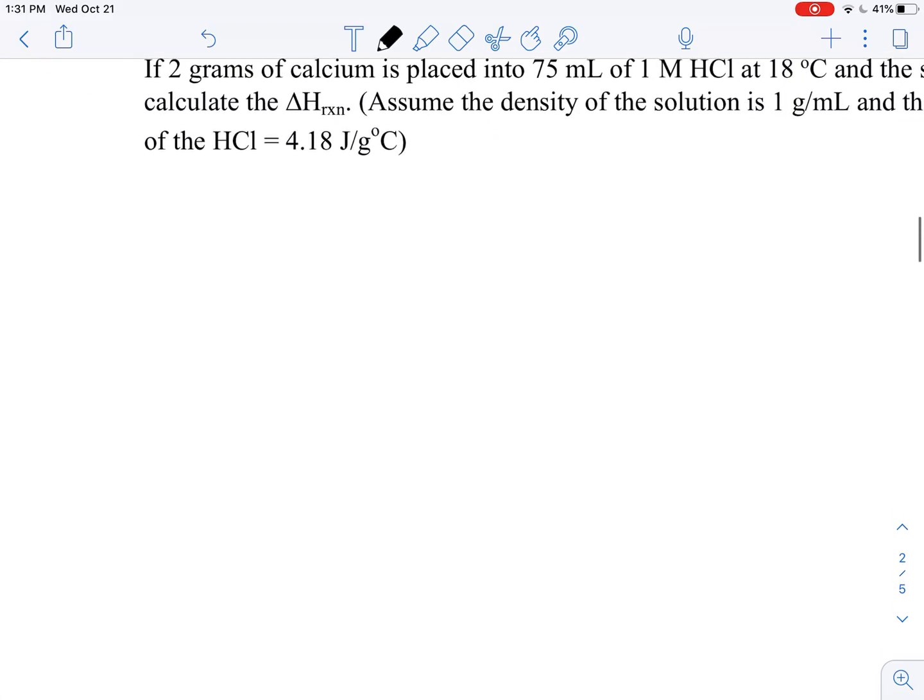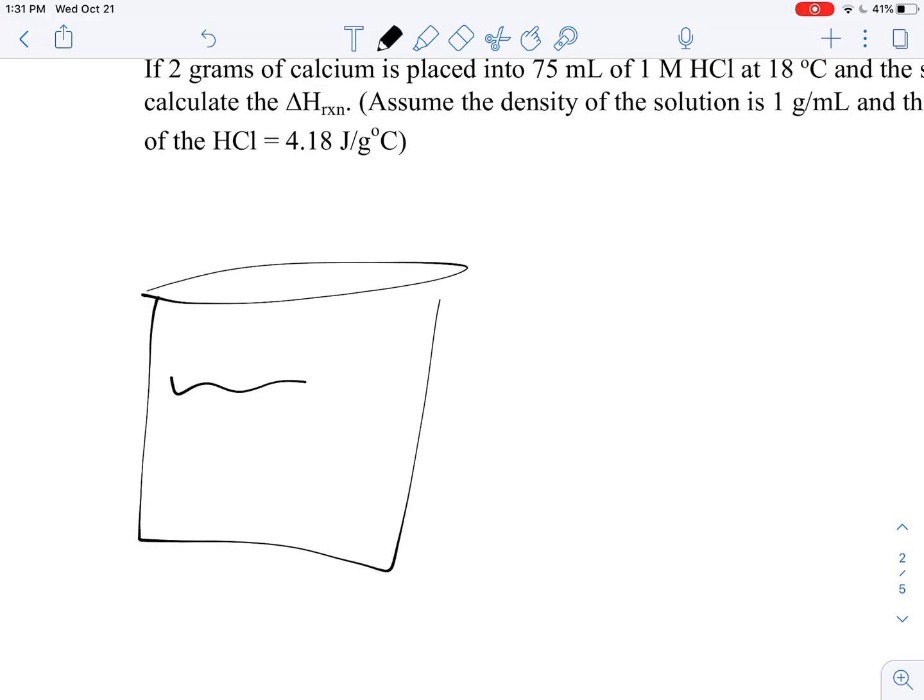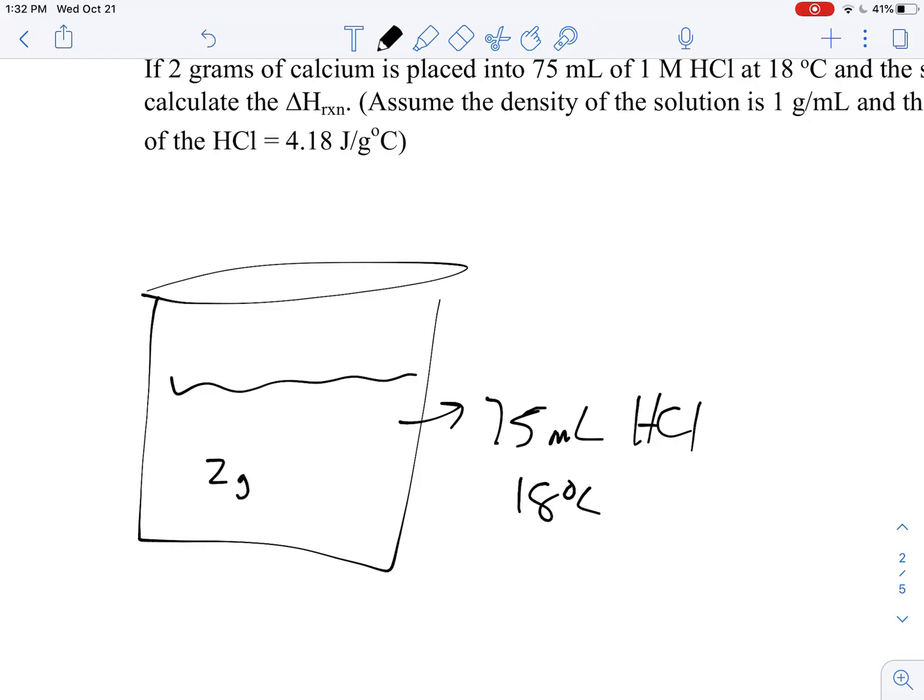Let me explain. So what you've got here is a beaker of water, or I'm sorry, hydrochloric acid, essentially water as far as its density and specific heat capacity is concerned. You've got 75 milliliters of hydrochloric acid, and apparently it's at 18 degrees Celsius. Now what we're going to do is put in 2 grams of calcium.